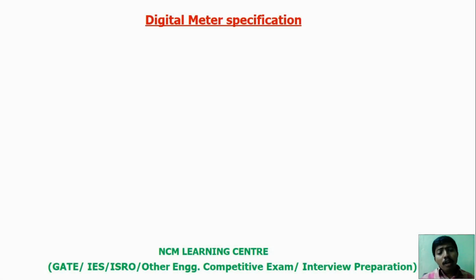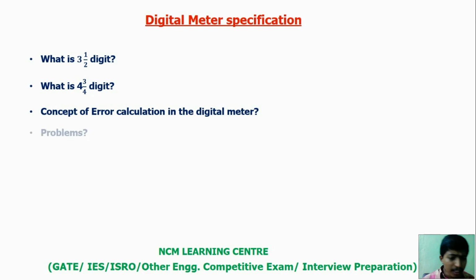In this video, we are going to discuss digital meter specification concepts. First, we will discuss what is 3½ digits. Then we will discuss what is 4¾ digits. Then we will solve problems from standard exam questions, GATE and IES exam questions. Finally, I will list two questions from previous year standard questions. Solve these questions and comment your answers.